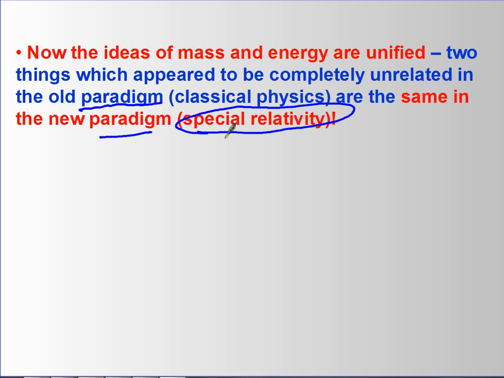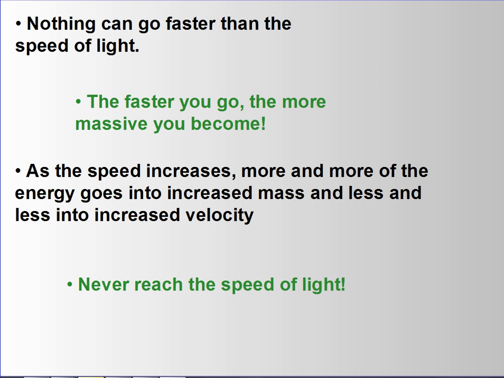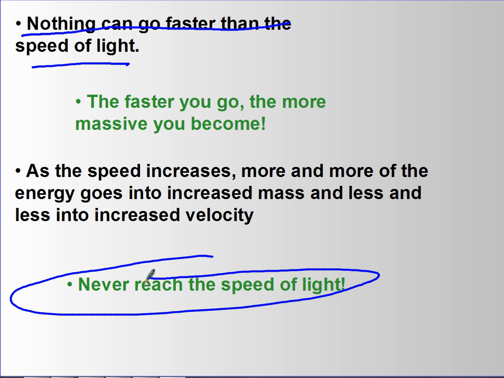And that gave us special relativity, because if energy and mass are related, then as you use energy, mass changes, and it gets really, really cool what happens. So Einstein came up with another concept that nothing can go faster than the speed of light. And the faster you go, the more massive you become. And the faster you go, the shorter you get. It's kind of interesting. So as the speed increases, more energy goes into increasing the mass, less goes into increasing the velocity. Basically, he also said you can never reach the speed of light. You can get awful close, but you can never reach the speed of light. And you personally can't ever.